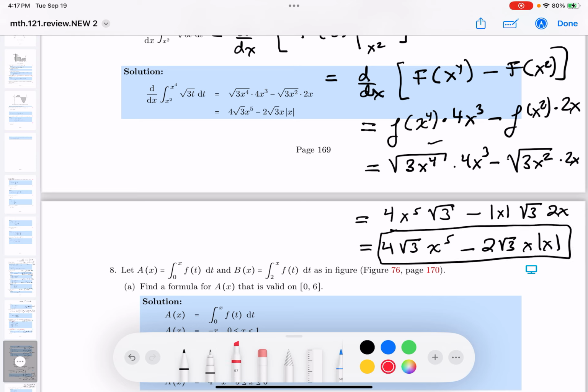And let's see if we got that. I'm looking at this thing over here. I got the first term. Did I get the second term? Minus, well, 2 root 3, x, absolute value of x. We did fine. Thank you.